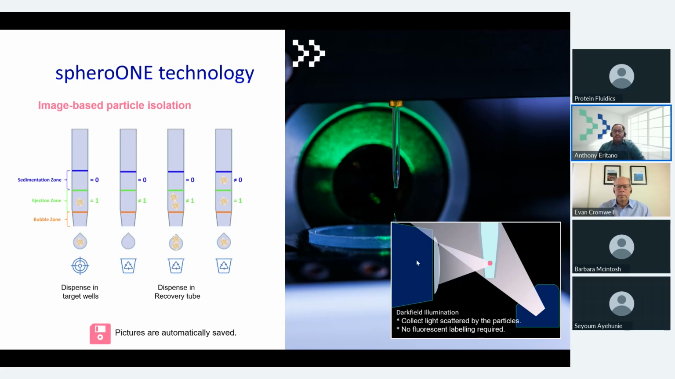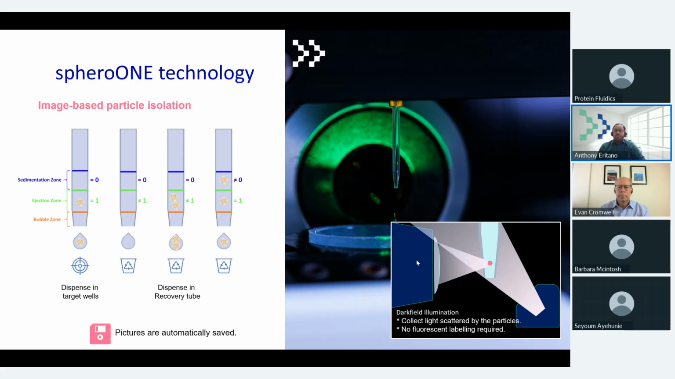And the same thing if there's a cell in the ejection zone and a cell in the sedimentation zone. It's not going to just toss them, it's going to put them into a recovery tube. And you can reload that recovery tube into the system and run the samples again. And this is all made possible due to the unique type of illumination that the machine uses.